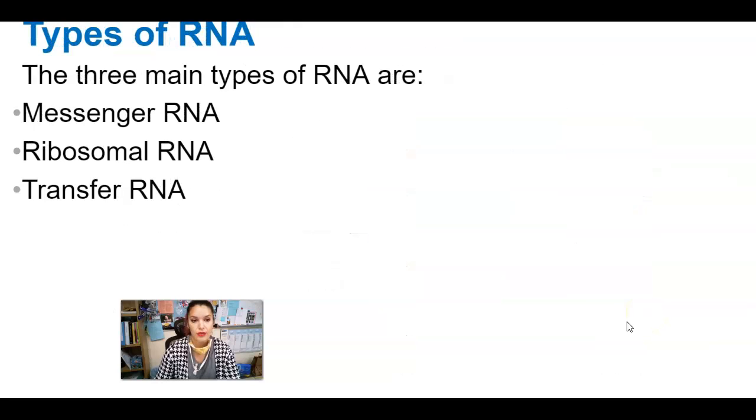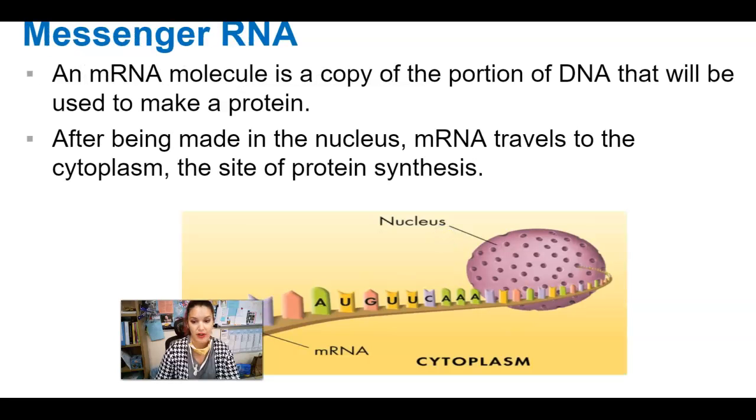All right, what are the three types of RNA? We have messenger RNA or mRNA, we have ribosomal RNA, and we have transfer RNA. All three of those have a very important role, and they work together in order to have transcription and translation complete and to create proteins.